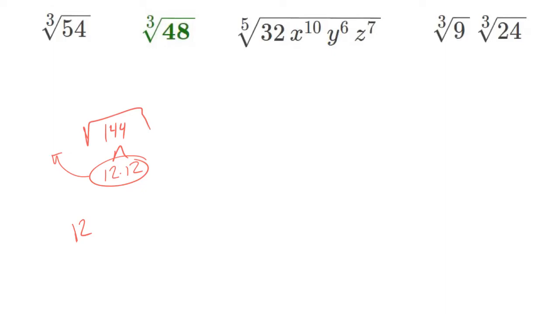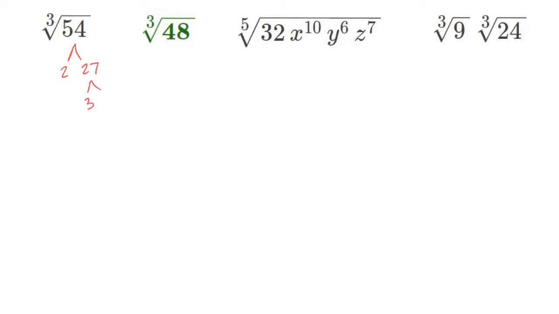We need pairs. Now we're talking about a cubed root, or even a fifth root. So instead, we now need to make triplets, or a group of three. Or in the fifth root, we would have to find groups of five. Well, for the first example, 54 can be broken down into 2 times 27, and 27 can be broken down into 3 times 9, which can then be broken down into 3 times 3. Well, here's our triplet. We have 3 times 3 times 3.